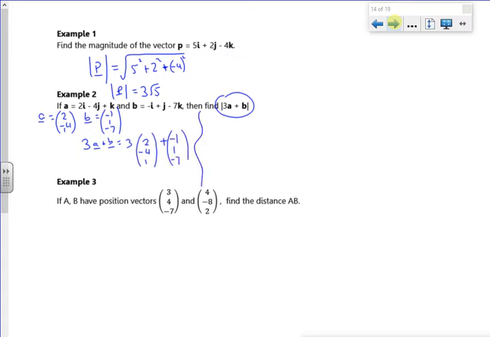So 3a plus b is, so we've got 3 times 2 is 6, take 1 is 5, 3 times minus 4 is minus 12, add 1 is minus 11, 3 times 1 is 3, take 7 is minus 4. So that's a vector, so now if I want the length of it, the magnitude of it, I'm going to do 5 squared plus minus 11 squared plus minus 4 squared.